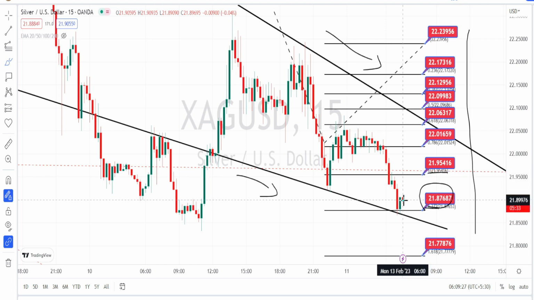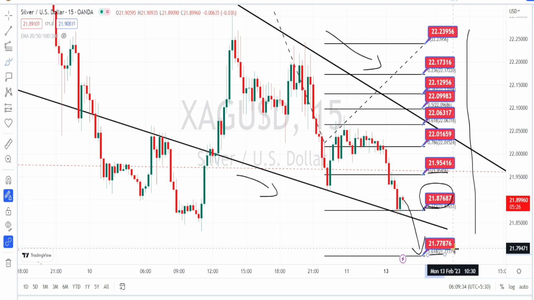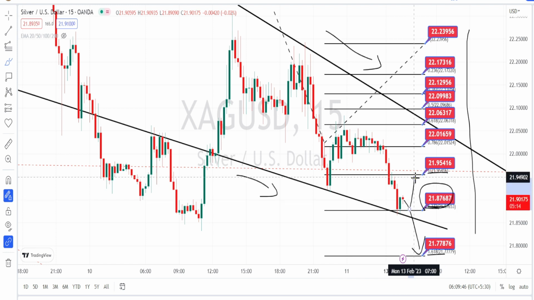Once the price action breaks the support level of 21.87, next level of support is going to be around 21.77. Please refer the 30 minutes time frame for the bearish side targets. And if the price action takes support around the support level of 21.87 and bounces back on the bullish side retracement, the immediate resistance is going to be around 21.95, 22.01, 22.06, 22.09, 22.12, 22.17 and 22.23.